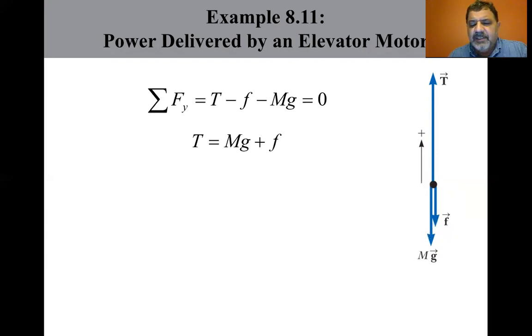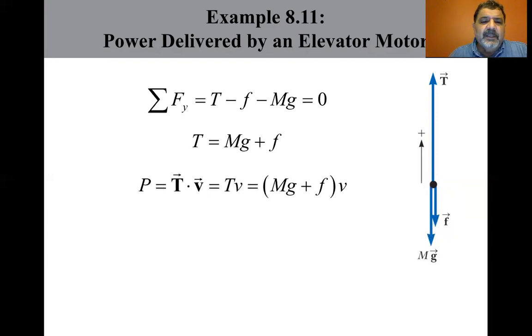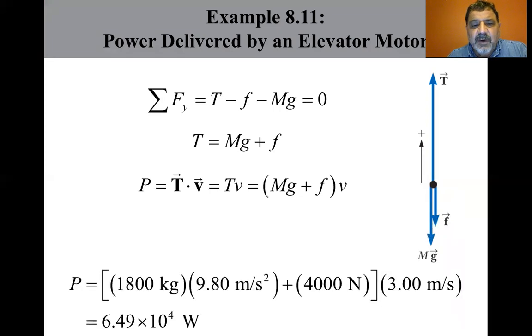Note that T is in the same direction as v, and we find the power. So P, the power, is equal to T dot v, and here there is no theta, so all we get is Tv, the tension times the velocity, not television. That's equal to (mg plus f) times the velocity. Now substitute the numerical values, and you get 6.49 times 10 to the 4th watts, or 64.9 kilowatts.